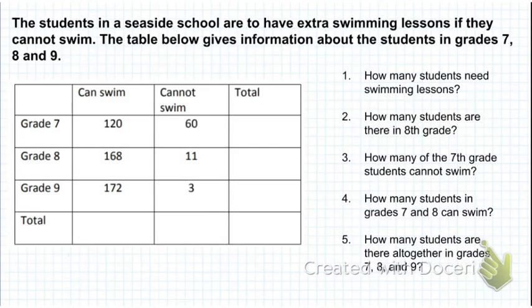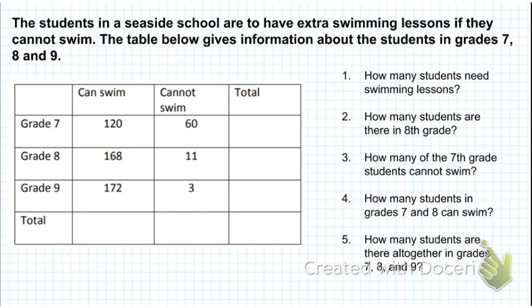All right, so let's look at our last example for this set of notes. It says the students in the seaside school are to have extra swimming lessons if they cannot swim. The table below gives information about the students in grades 7, 8, and 9. So in order for us to answer these 5 questions that's off to the side, we have to fill in the entire two-way table. So let's start off with what we have so we can find what we don't.